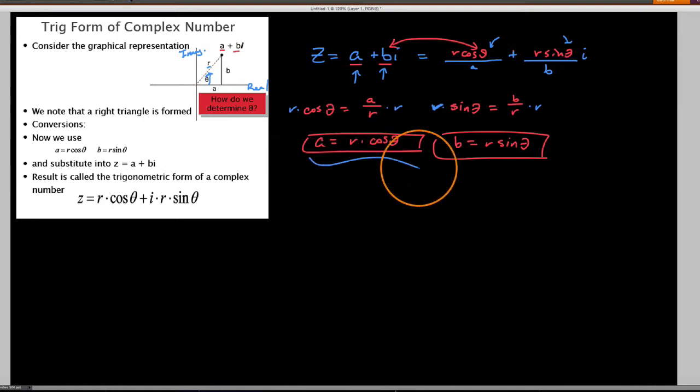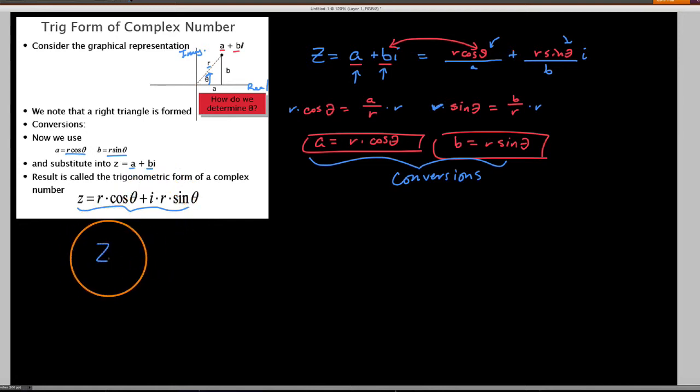So these are our conversions here. You'll notice that I wrote them on the left as well, but we say the conversions that are going to take our basically x and y components and rewrite them in terms of r and theta, which are direction and magnitude to get out to there. So since we've made this substitution of r cosine theta and r sine theta in for a and b respectively, we get this trig form of a complex number.